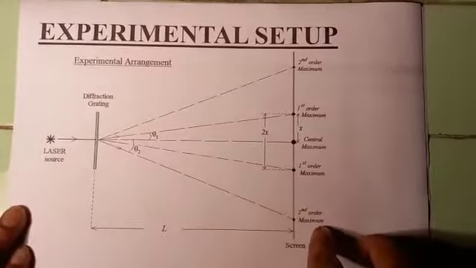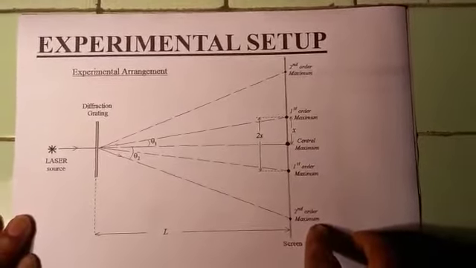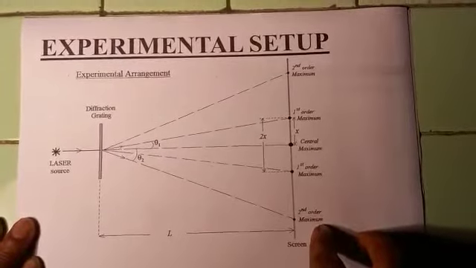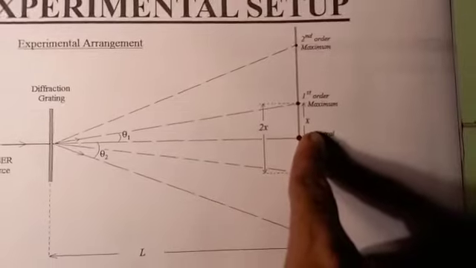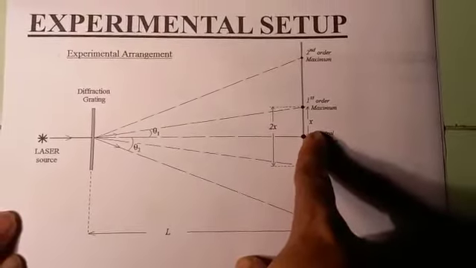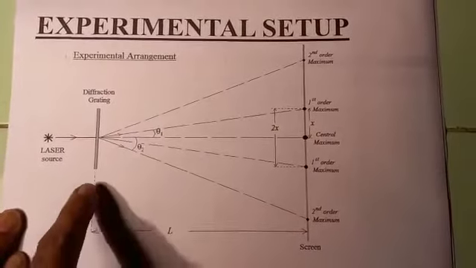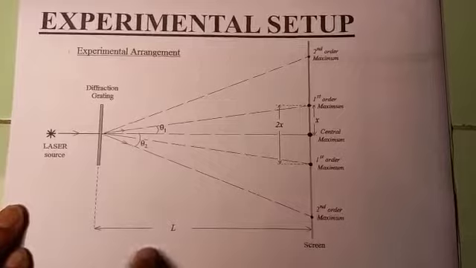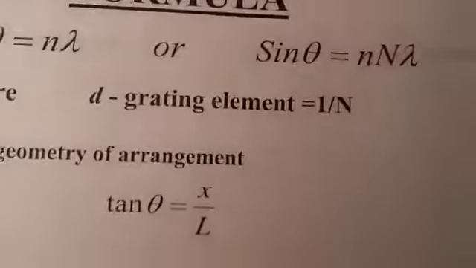Now what we are going to do experimentally is find the distance between the principal maxima of first order on either side, which will be the distance called 2x, and from that we will determine the distance x on the screen. Using the meter scale we can determine this distance, and also knowing the distance of the diffraction grating from the screen, which is called L, we can determine the angle theta.